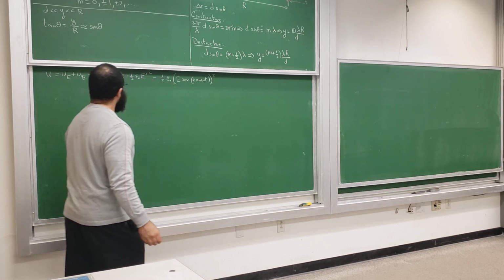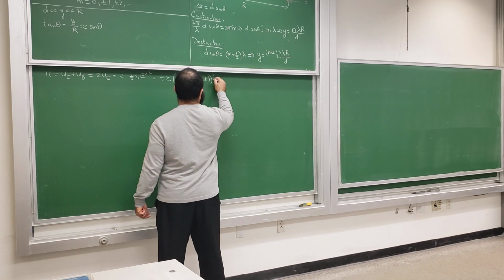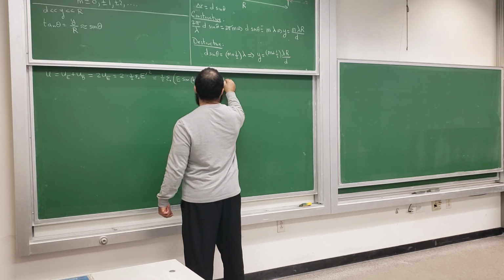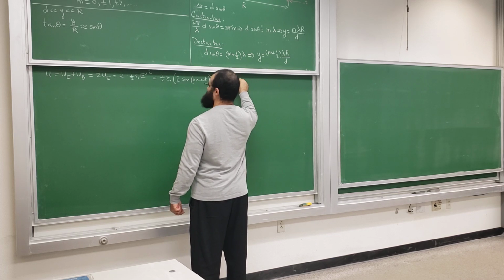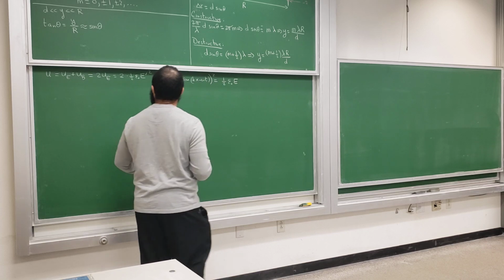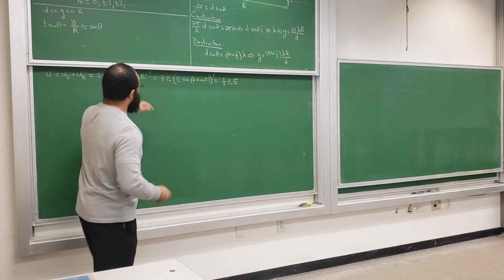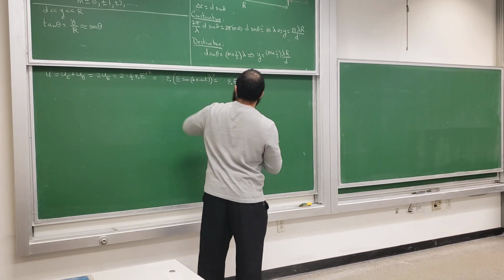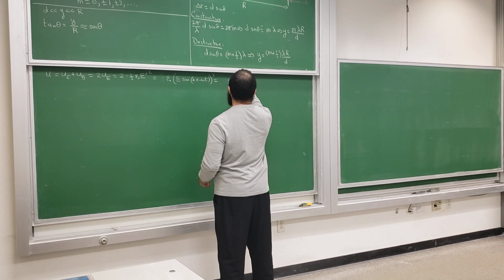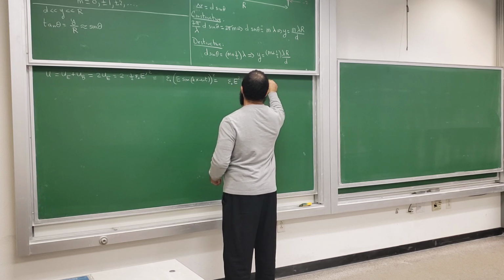And so this would give 1/2 epsilon naught, and then we got E squared. Oh, I'm sorry. 2 times a half becomes 1, right? So there is no half here. There is no half here. So this one here is just E squared, and then sine squared of kx minus omega times t.